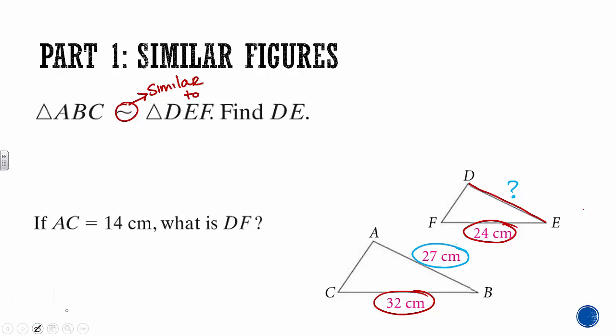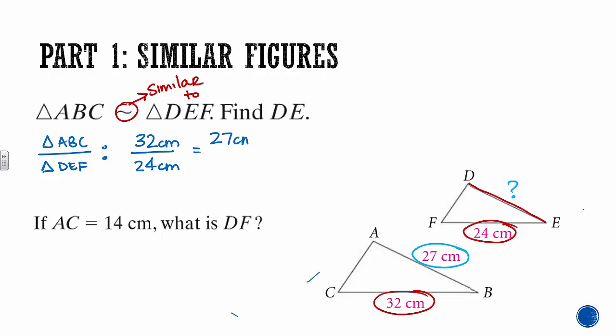Remember, proportions are just ratios that are equal to each other. So if we have triangle ABC, we want to divide it by triangle DEF. We've got to keep it consistent. So triangle ABC, a length is 32 centimeters, and since that's what was on the top, we want to do what's on the bottom of triangle DEF, which is 24, and that has to equal the sides. Triangle ABC is on the top, so that's 27, divided by what we don't know, so let's make it x. And then just like we did yesterday, we can solve by using cross products.